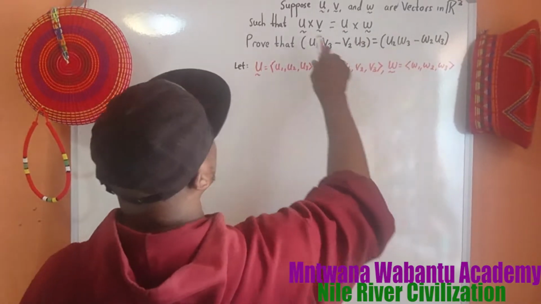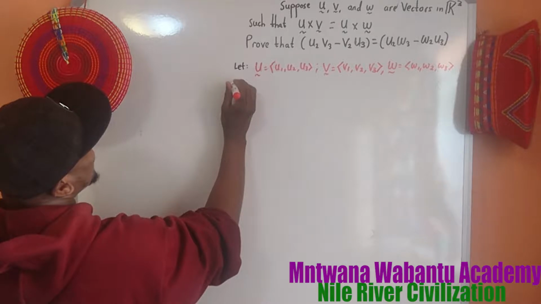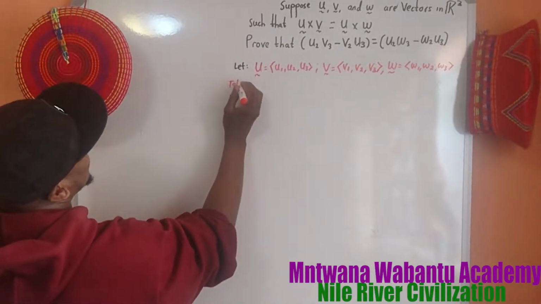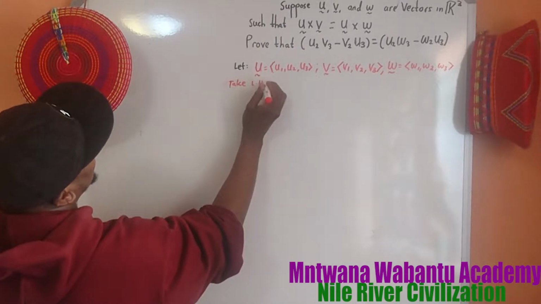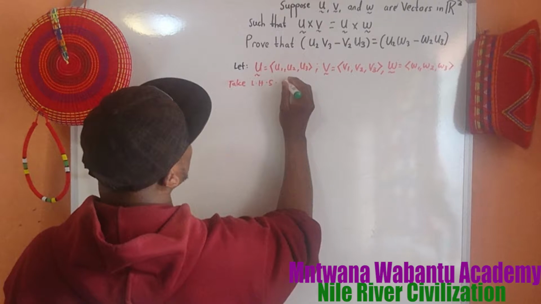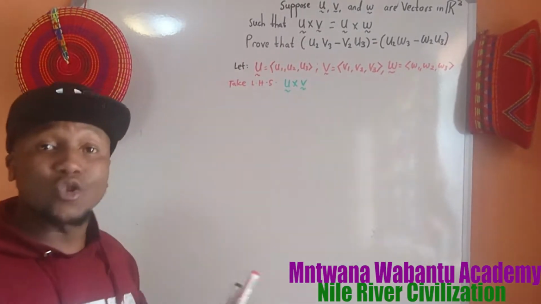So what we're going to do first is cross the left hand side. So let's start with the left hand side. What does the left hand side say? The left hand side says u cross v.